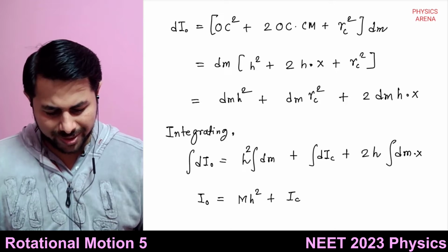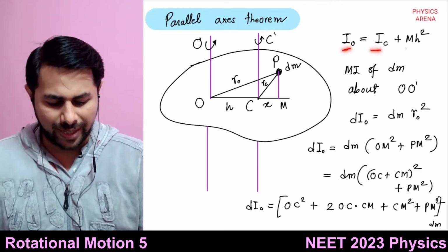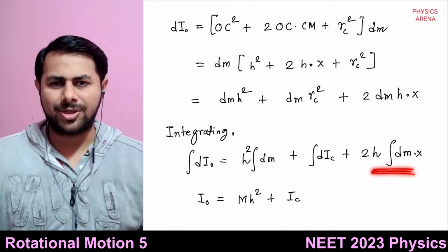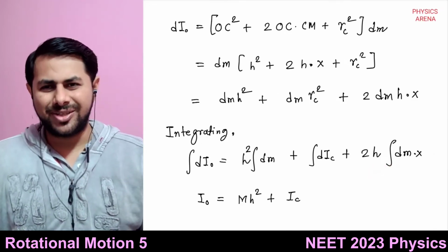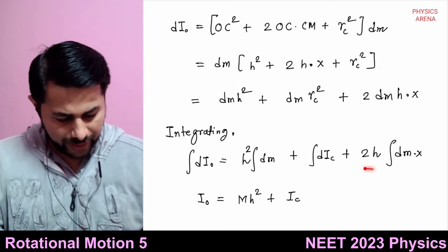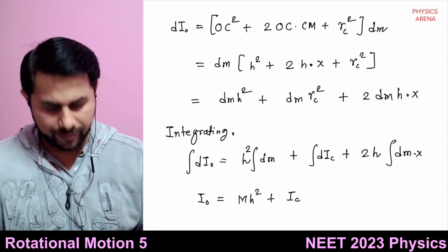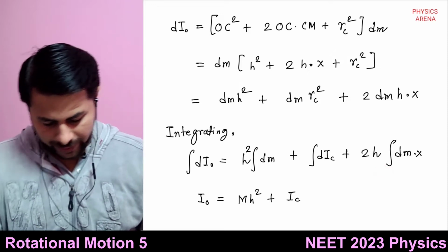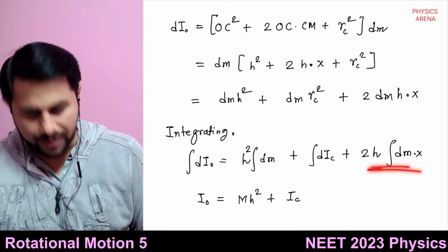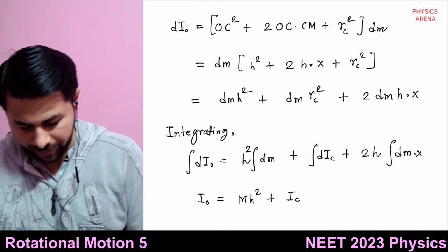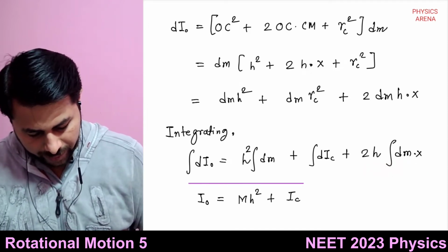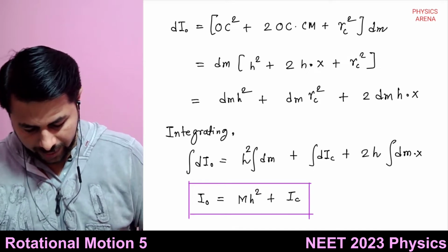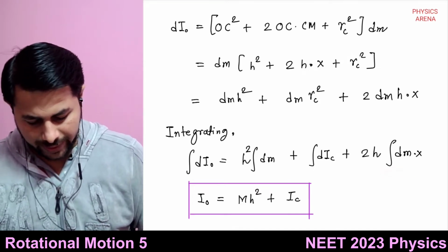So you got IO is equal to IC plus mh squared, but then you have this extra term also. So what will be the integral of this? I will just say for now that this integral is 0. We'll see why this is 0. So this integral will turn out to be 0, and therefore we have proved the parallel axis theorem if this is equal to 0, right?